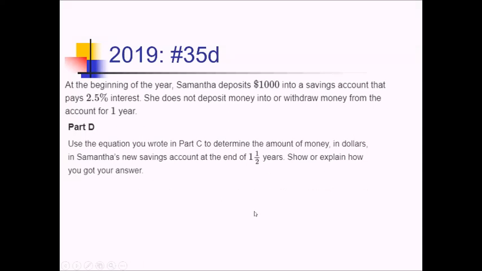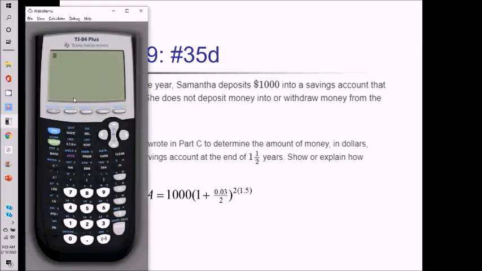For this last part, they want us to use the equation we wrote in Part C, which is this equation again, to determine how much money Samantha's new savings account has at the end of 1.5 years. Basically, you just have to plug this into your calculator. So let's do that. All right, so here we go. We've got $1,000, and I'll open a parentheses, 1 plus. Let me do alpha y equals to get my fancy fraction.